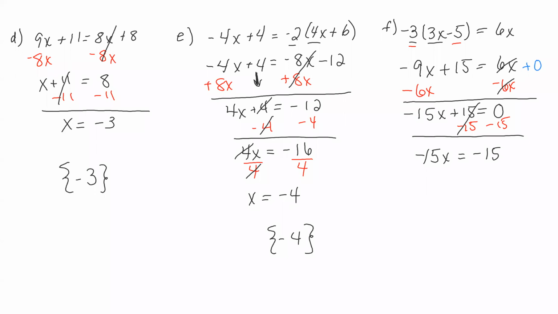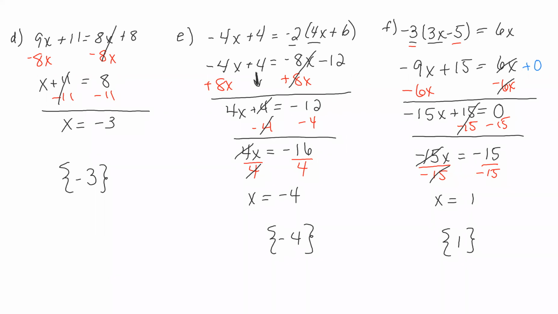It's time to undo the multiplication of the coefficient and its variable. So we're going to divide both sides by negative 15. The negative 15s do cancel because negative 15 divided by itself is 1. 1 times x is x. And then on the right, negative 15 divided by itself is 1. So we would say the solution here is 1.